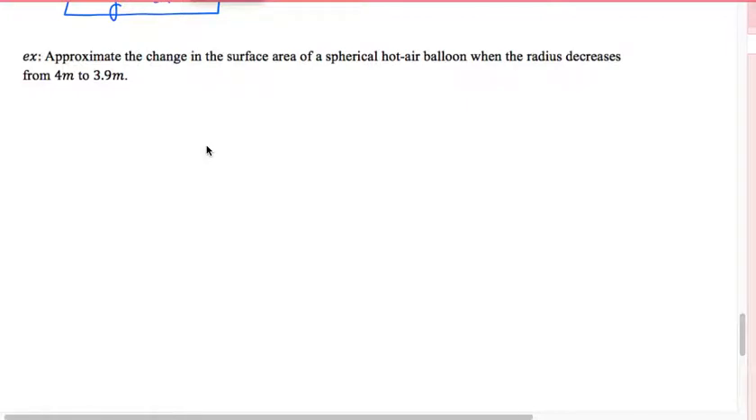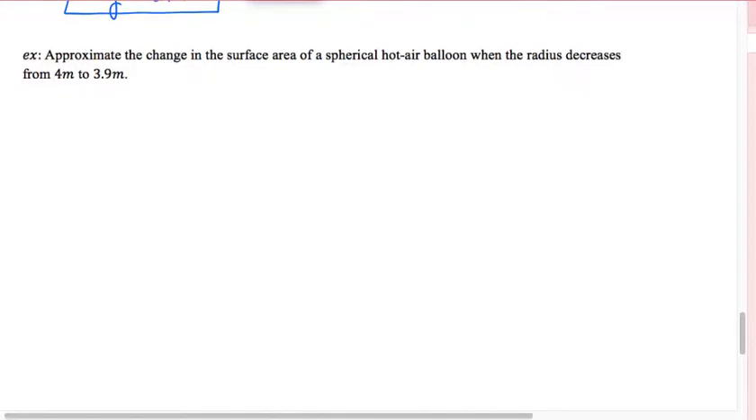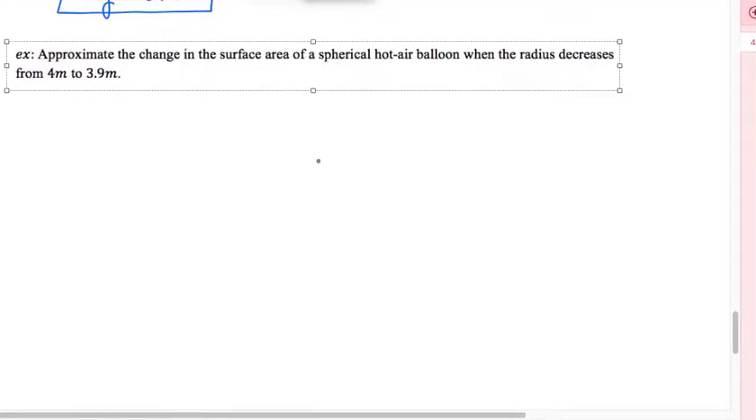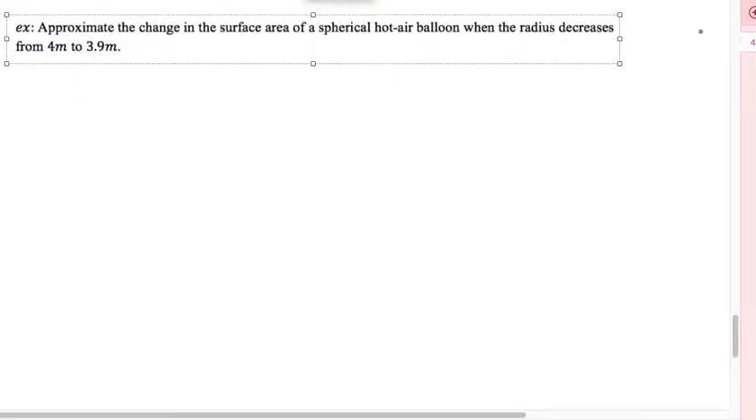And next we're going to approximate the change in the surface area of a spherical hot air balloon when the radius decreases from 4 to 3.9. If you were to actually compute the change in surface area, that would for sure require a calculator, although we'll need a minor one. That would require quite a bit of work, actually. So we're just going to use this approximation method, which is a bit quicker.